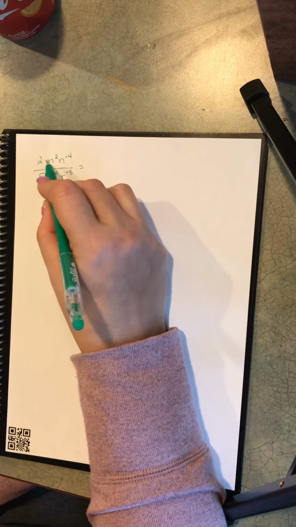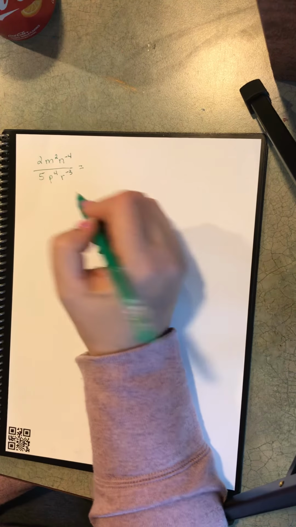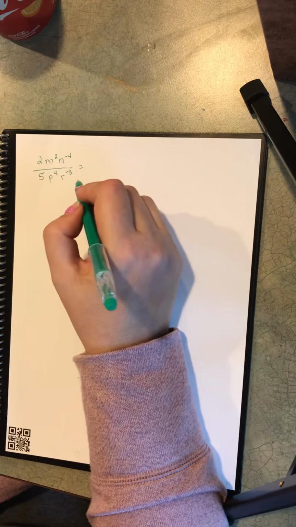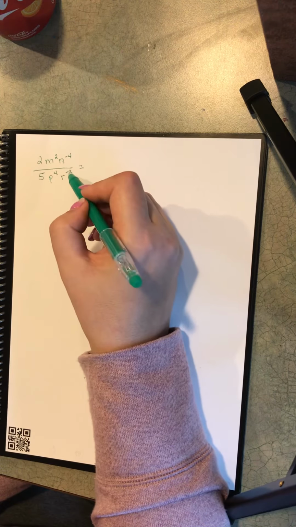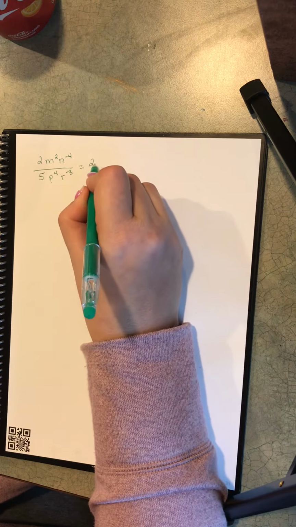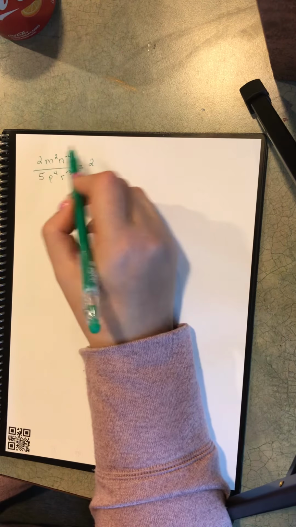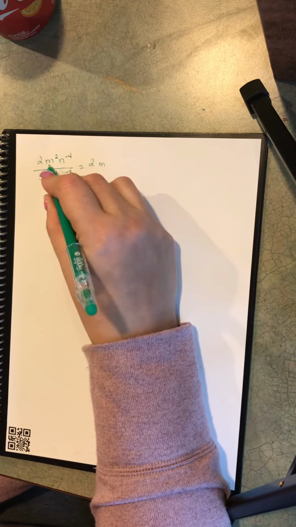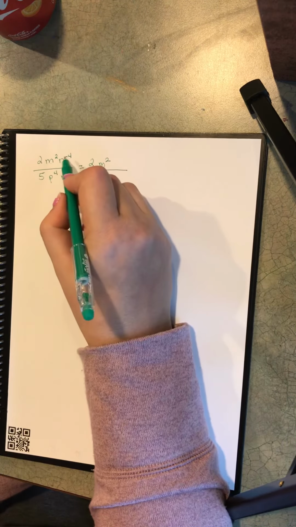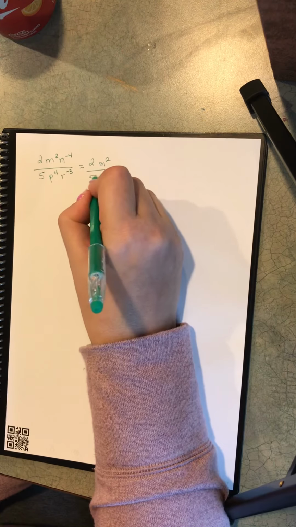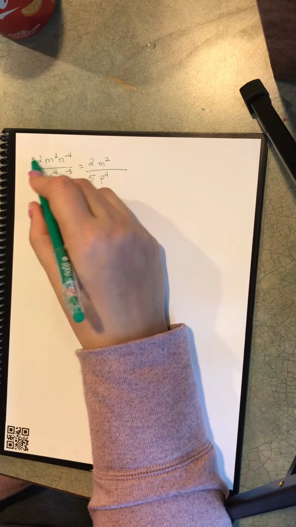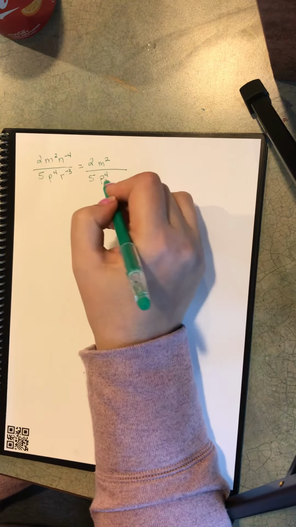Well, here all of my bases are different, so I'm not going to be able to simplify by combining anything, but what I can do is take care of these negative exponents. So 2 stays, m squared, that's a positive exponent, so that's going to stay. 5 is going to stay. P to the 4th is going to stay. So these are all positive exponents. They're going to stay where they are.